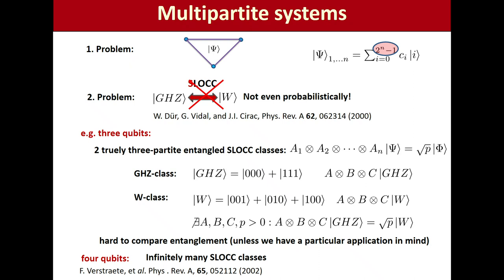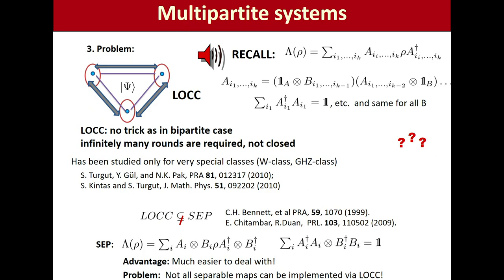Okay? Now it was proven many years ago that this is not possible. So there are different SLOCC classes, which means that these two states are really separated from each other. You cannot go from one to the other, even with an arbitrarily small probability. This also means that it's very hard to compare these two different classes because you cannot translate one to the other. Okay, so this is the second problem, and it gets much worse when you go to more systems, because then you will have to face infinitely many different SLOCC classes. It's something that doesn't happen in the bipartite case.